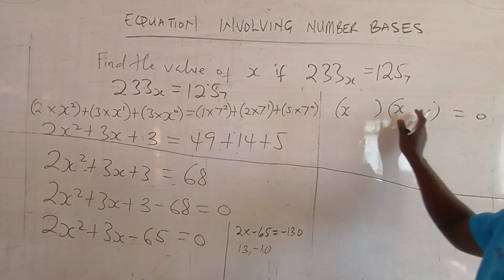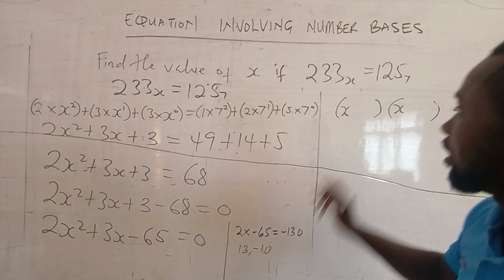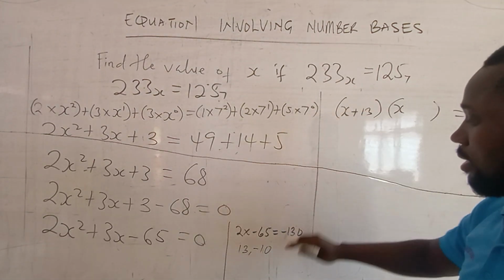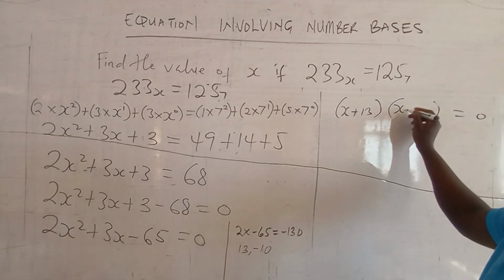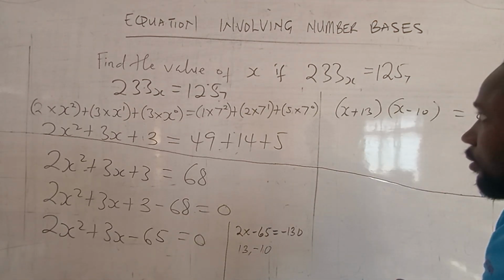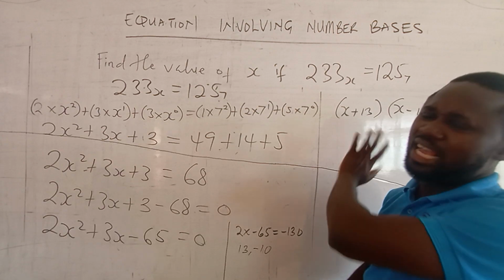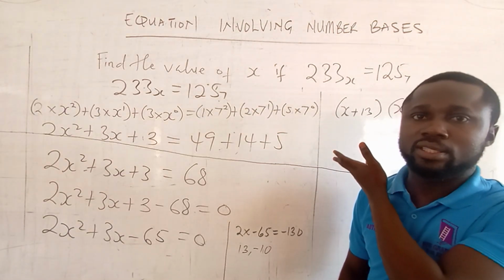Alright, so you write your s here, your s here. So we have positive 30. So we have s plus 13 and then you have the minus 10 here. So we have s minus 10 equal to 0. So we have these, our two factors. But this is not our final answer, okay?